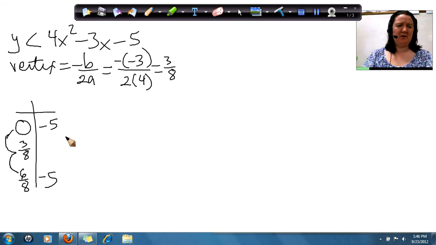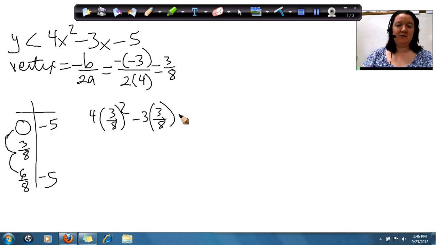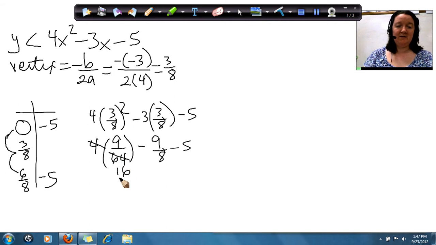Let's figure out what 3 over 8 would give us. 4 times 3 over 8 squared minus 3 times 3 over 8 minus 5. So if I multiply that out, I'm going to get 9 over 64 minus 9 over 8 minus 5. Well, this part I can reduce. 4 goes into 64 16 times. So now I have 9 over 16 minus 9 over 8 minus 5.